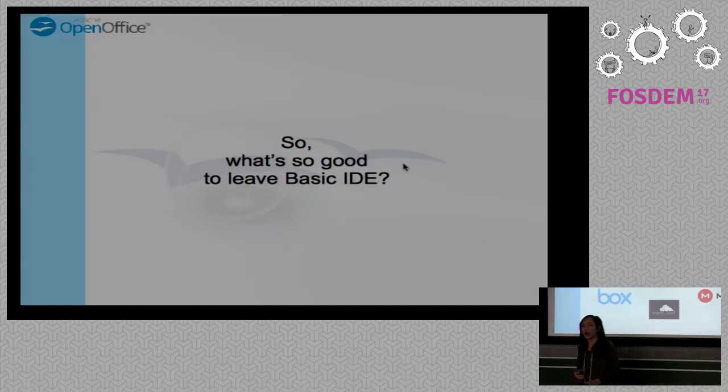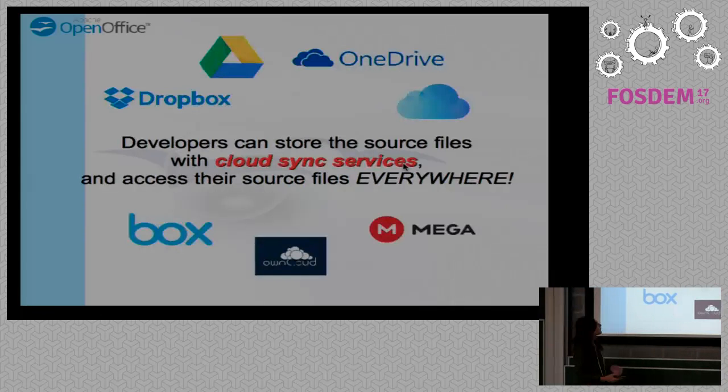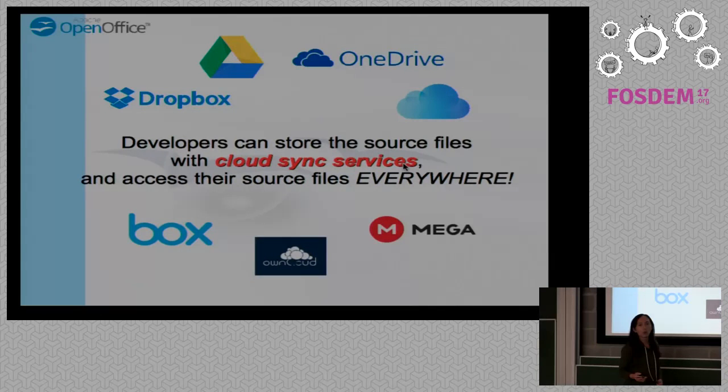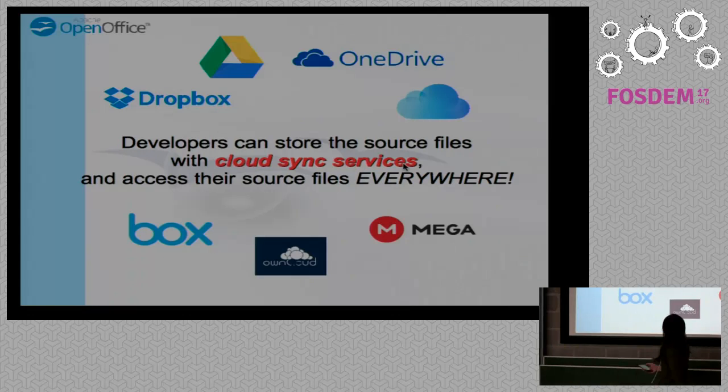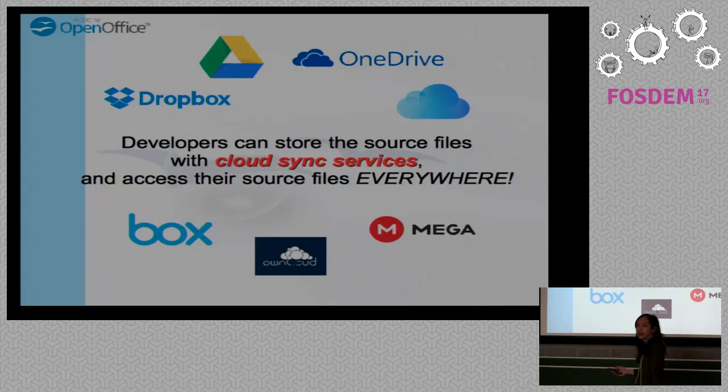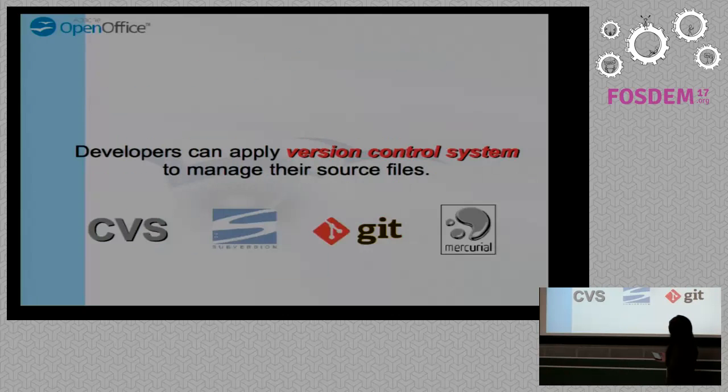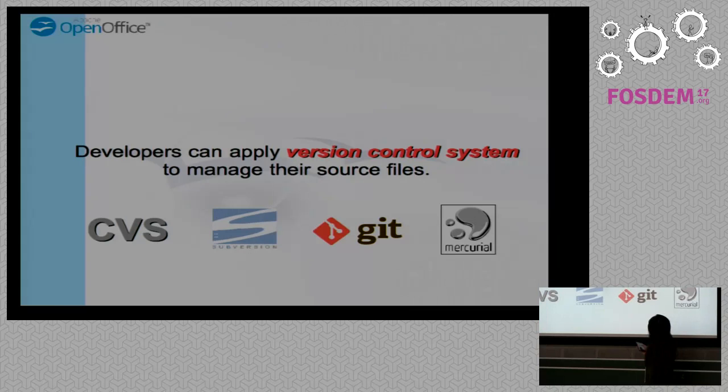First of all, I can put it in my own directory. I can store my source file in whatever location I want, for example, the cloud storage directory, and use cloud sync services to access your source code everywhere. And secondly, I can apply a version control system, for example, CVS, Subversion, Git, or Mercurial. Okay, and I can use it to manage my source code.